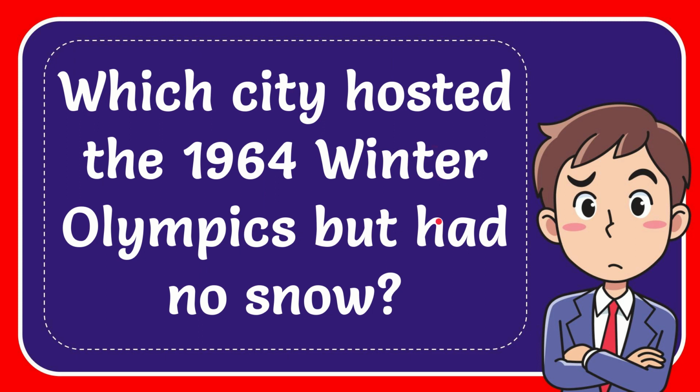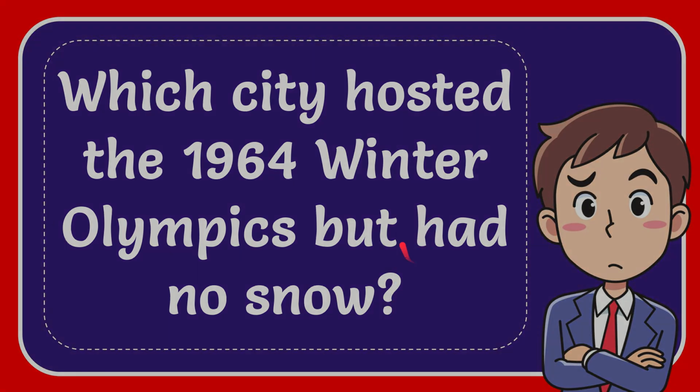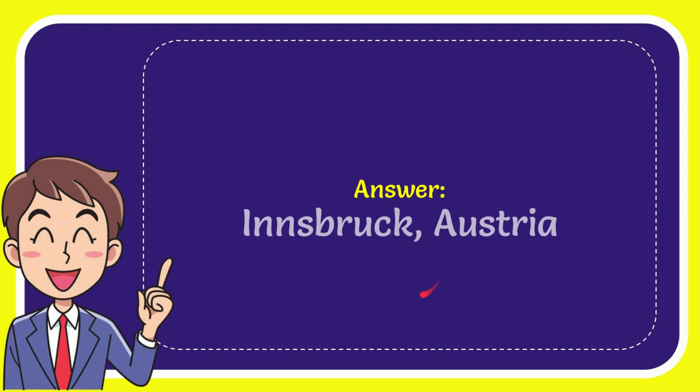In this video, I'm going to give you the answer for this question. The question is, which city hosts the 1964 Winter Olympics but had no snow? Now, I'll give you the answer for this question, and the correct answer for the question is Innsbruck, Austria. That's the answer for the question.